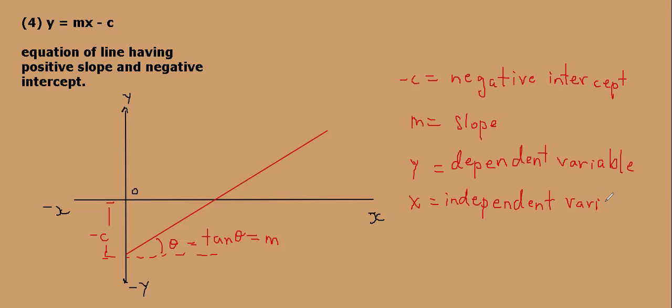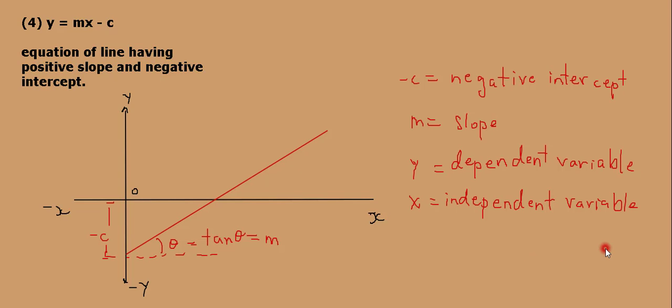So this is the 4th one. Simply what we learn here is that in this case the intercept is below 0. If it is below 0 along the y-axis, then it is a negative intercept. The slope of the line is still increasing, that's why the slope is positive. That's why it is positive m, or simply we say m only.